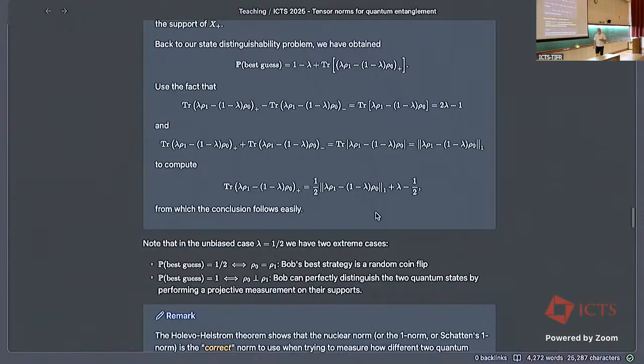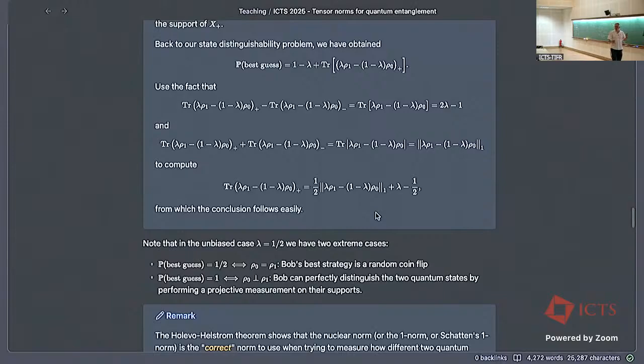if rho 0 equals rho 1, so if Alice sends the same state, Bob will receive this, and he just has to guess whether it was 0 or 1, but he always receives the same state. So he cannot do better than flipping a coin. So indeed we get probability equal to 1/2 if and only if the two states are exactly the same. So you don't get any benefit from this one norm.